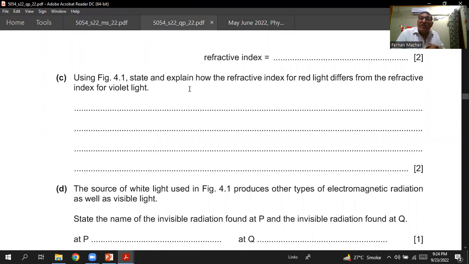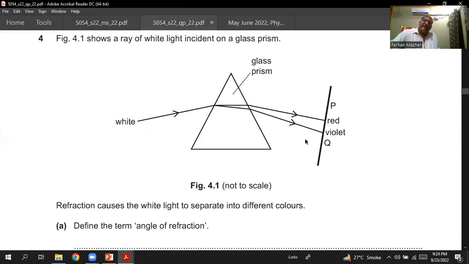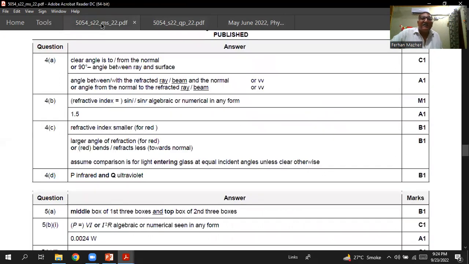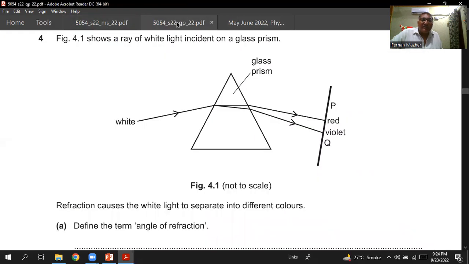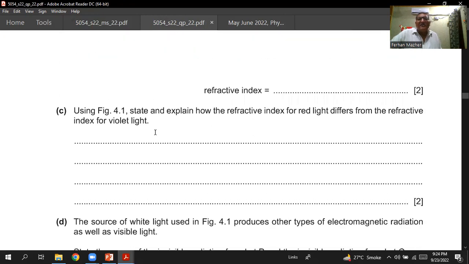Okay, so the next question they are asking is: using Figure 4.1, state and explain how the refractive index for the red light differs from the refractive index of the violet light. If you look at this, the violet light has bent more as compared to the red light. So that shows that the refractive index of the violet light is larger than the refractive index of the red. He said to explain how the refractive index of the red light differs from the refractive index for the violet light.